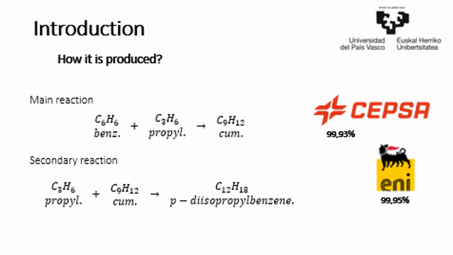The purity of the cumene obtained is usually more than 99%, with some petrochemical industry claiming to obtain values a little bit higher than that, as we can see on the screen.